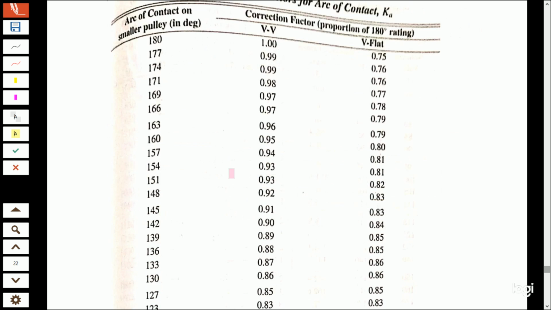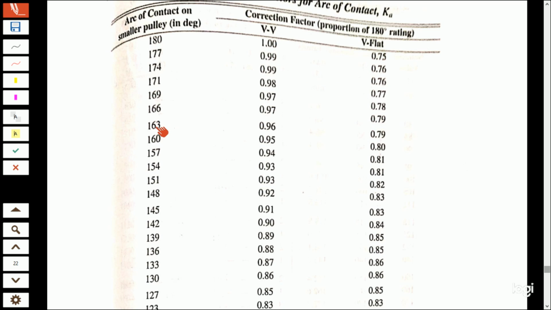So now let us see how we will select. See, 162.7 is going to come just after 163, and the next higher value is 166. Okay, but you can see here it is 0.95 to 0.96. Anyway, you have got two columns, VV belt and V flat belt. Generally, if nothing is stated, we will be going for the VV belt. Okay, if they say anything regarding the pulley belt combination like V flat, you have to go for this third column, or else you have to go for the VV column.